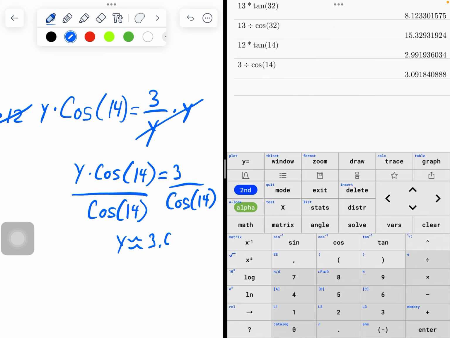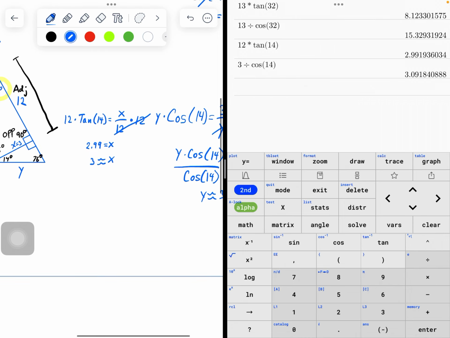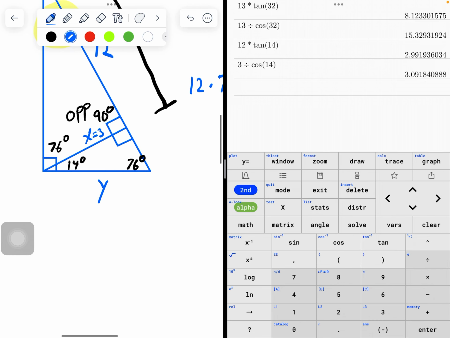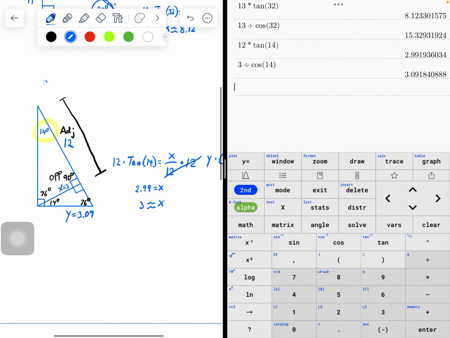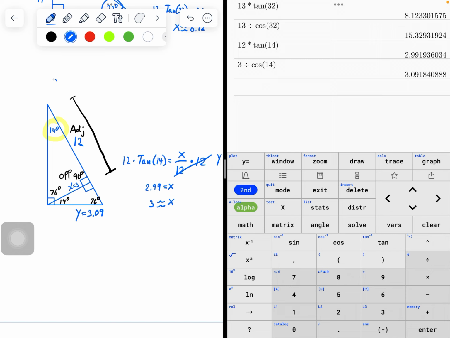Now I know that's really close to the answer we got before, but this is the hypotenuse, and it is bigger technically than our long leg there. So 3.09 does seem like a reasonable answer for that. So make sure after you get your values, consider, does it make sense? Is it the biggest side? Is it the hypotenuse? Or should it have been smaller? So hopefully this helps.